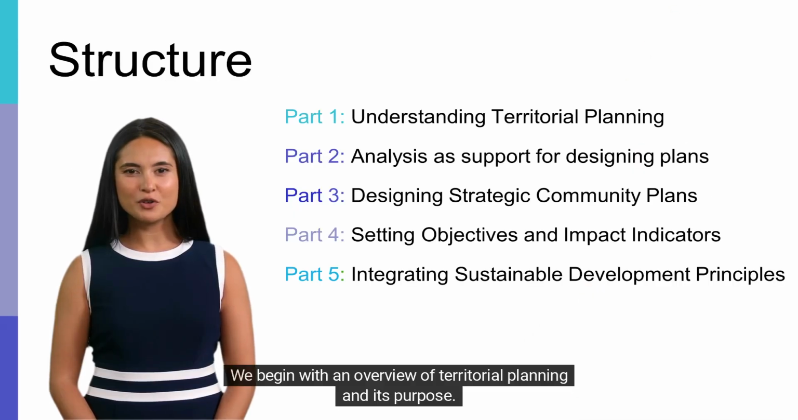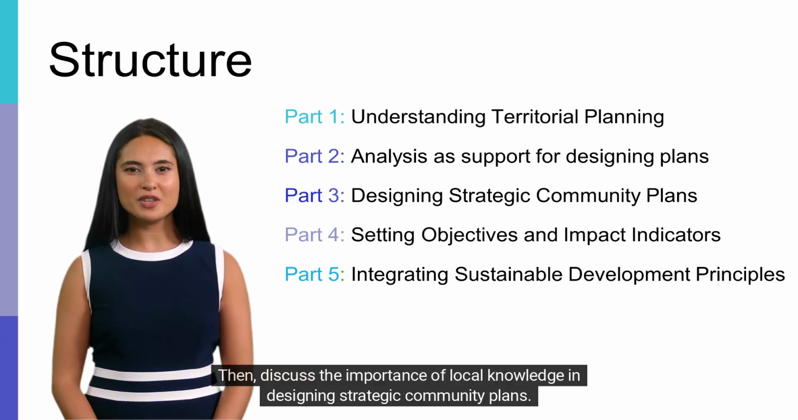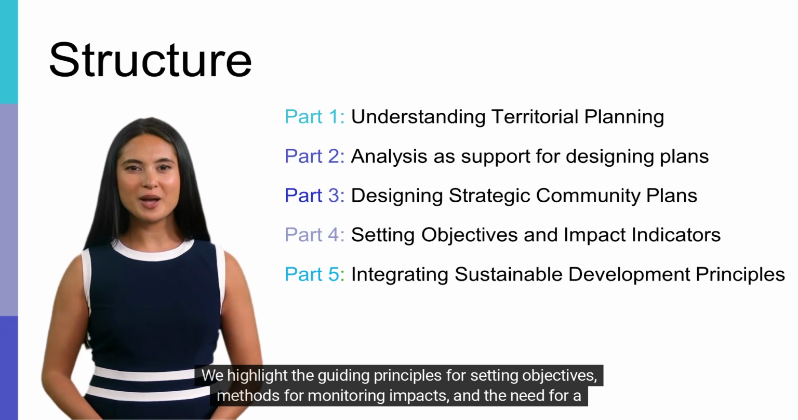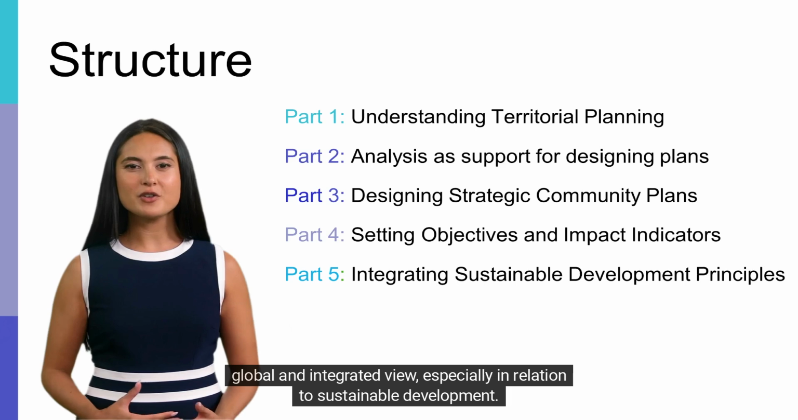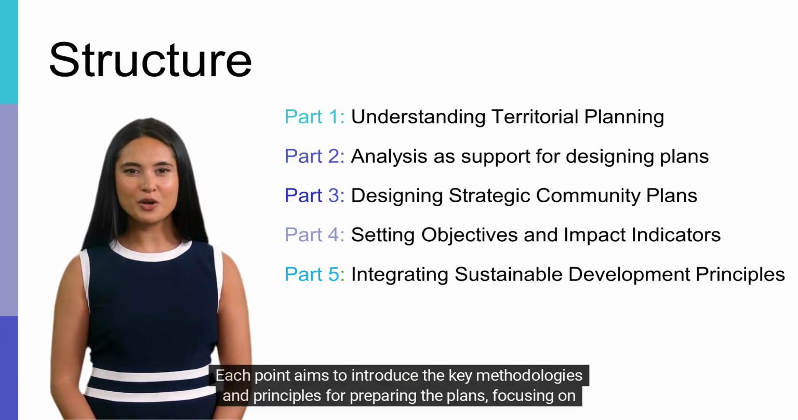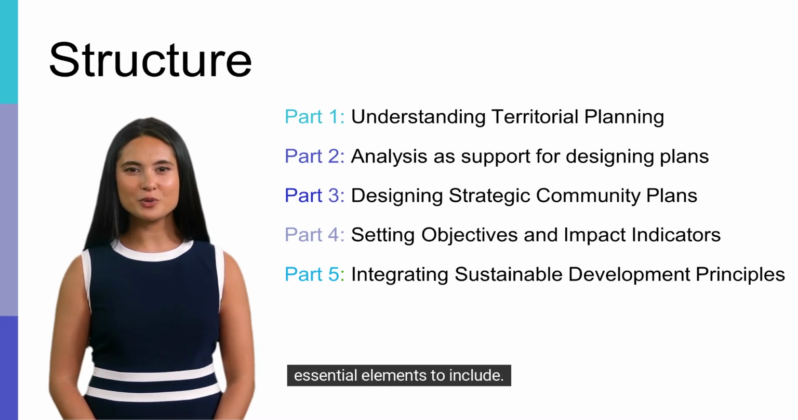We begin with an overview of territorial planning and its purpose. Then discuss the importance of local knowledge in designing strategic community plans. We highlight the guiding principles for setting objectives, methods for monitoring impacts, and the need for a global and integrated view, especially in relation to sustainable development. Each point aims to introduce the key methodologies and principles for preparing the plans, focusing on essential elements to include.